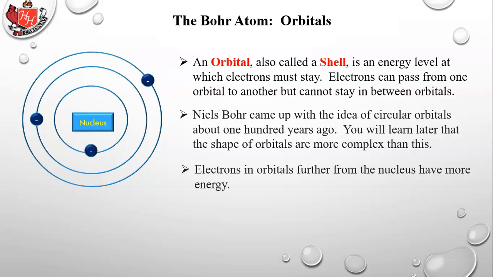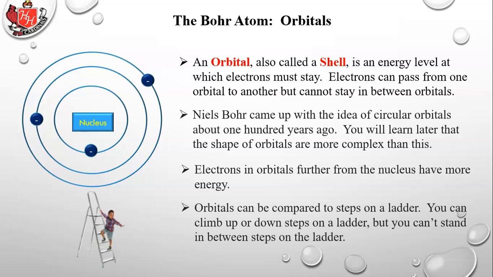Electrons in orbitals further from the nucleus have more energy. In other words, they're able to repel the pull of the protons in the nucleus, and so they can fly further away from the nucleus. Orbitals can be compared to steps on a ladder. You can climb up or down steps on a ladder, but you can't stand in between steps on a ladder.